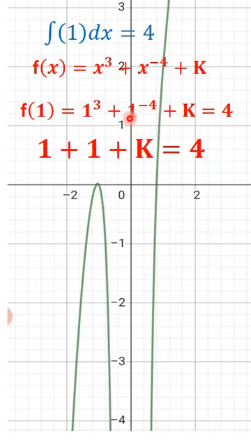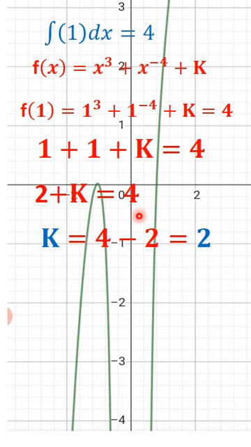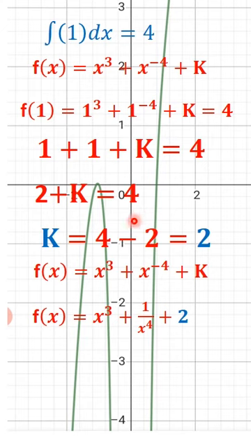So let's simplify that. 1 raised to power 3 is 1. 1 raised to power negative 4 is 1. So on the left-hand side, we have 2 plus k equals 4. What will I add to 2 to give me 4? The answer is 2. So we'll go back and insert 2 in the position of the constant k to get the curve. So the equation of the curve is s raised to power 3 plus 1 over s raised to power 4 plus 1. Solved.